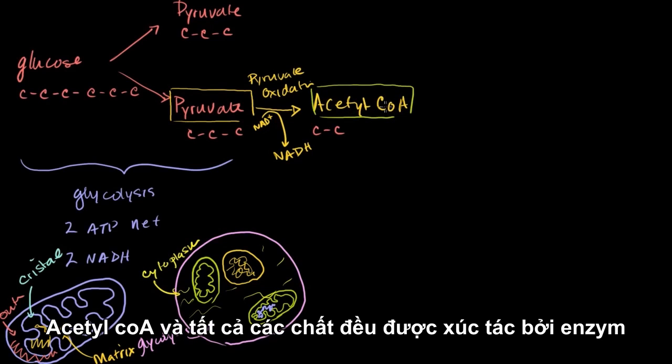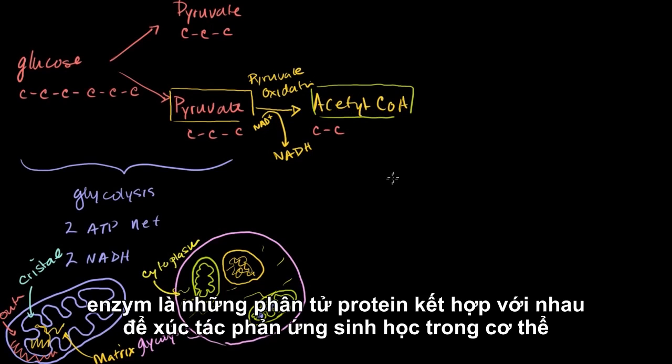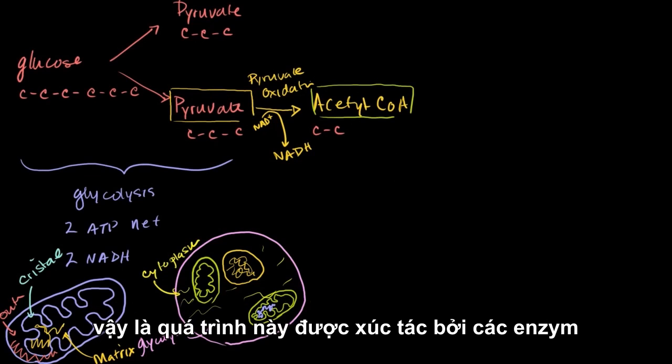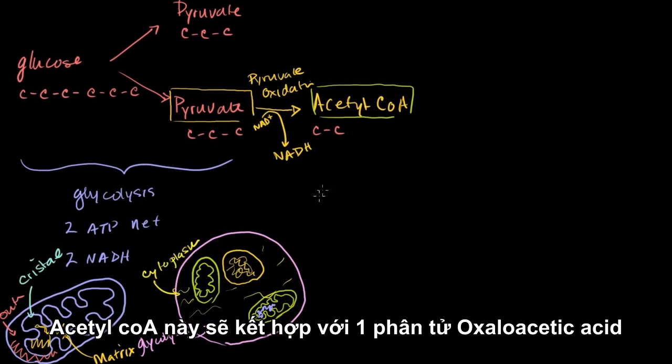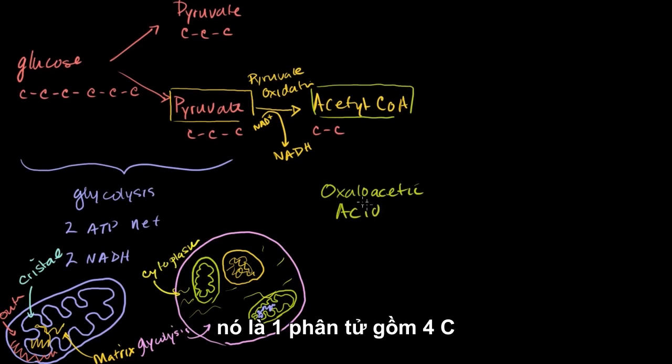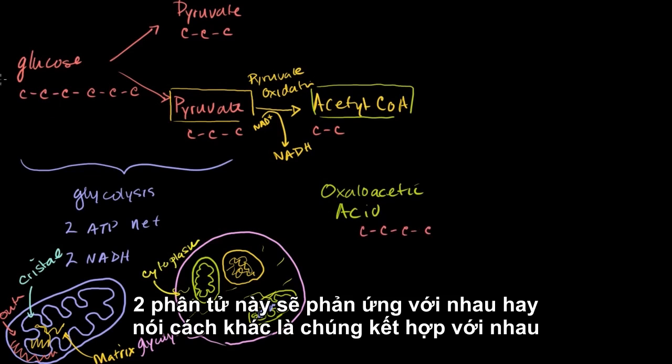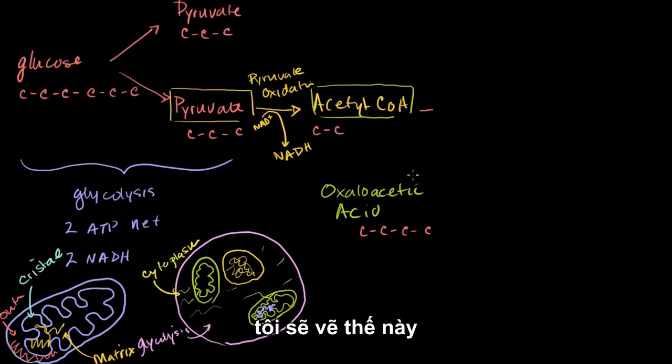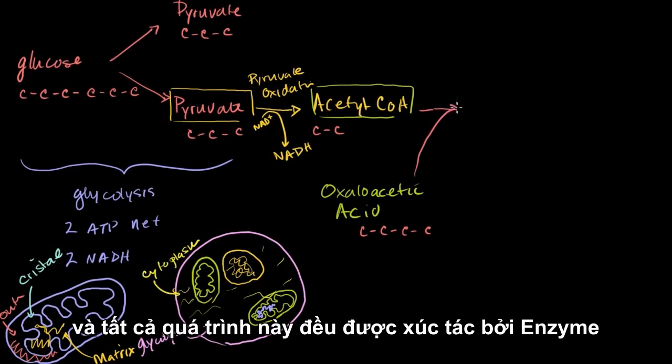The acetyl-CoA, and all of this is catalyzed by enzymes. And enzymes are just proteins that bring together the constituent things that need to react in the right way so that they do react. So catalyzed by enzymes, this acetyl-CoA merges with some oxaloacetic acid, very fancy word, but this is a 4-carbon molecule. This is a 4-carbon molecule right here. These two guys are kind of reacted together or merged together, depending on how you want to view it. Draw it like that. It's all catalyzed by enzymes.